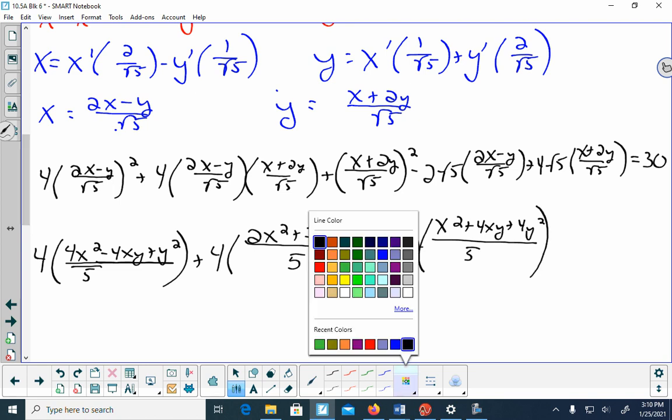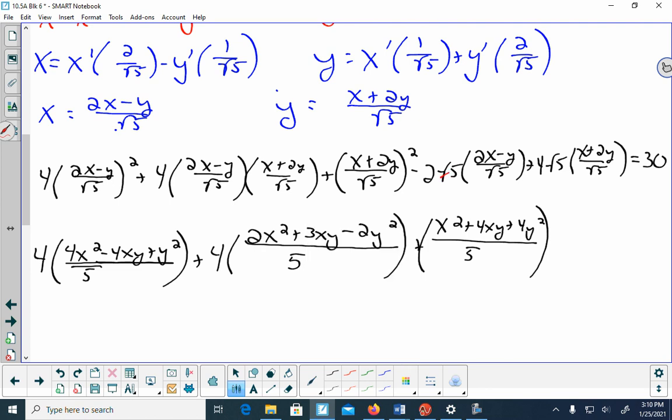Here, when I do these ones, I'm not raising the quantity to a power. I am distributing this negative 2 times the square root of 5. The square root of 5s will simplify. So now I'm distributing a negative 2 times both of those. So this will be minus 4x, and then a negative times a negative will make that plus 2y. With this 4 times the square root of 5, the square root of 5s will simplify. Distributing the 4, I'm going to have plus 4x plus 8y, and this will still equal 30.